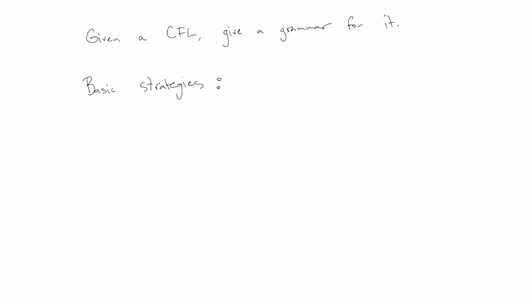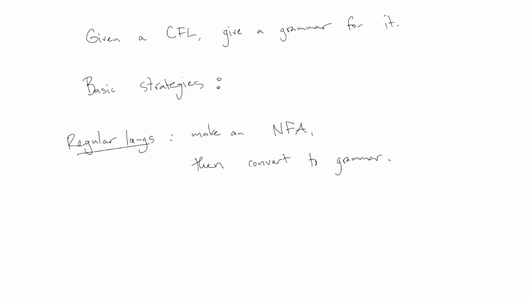Basic strategies. So the first one is maybe the simplest, and that is if the language you're talking about happens to be regular already, regular languages, you can make an NFA out of them and then convert to a grammar in a way which we discussed in the past. So make an NFA and then convert to a grammar. This is a very easy procedure. You have to remember how to do it, but if the language that I'm talking about is regular, then you can make an NFA for it and convert it to a grammar.